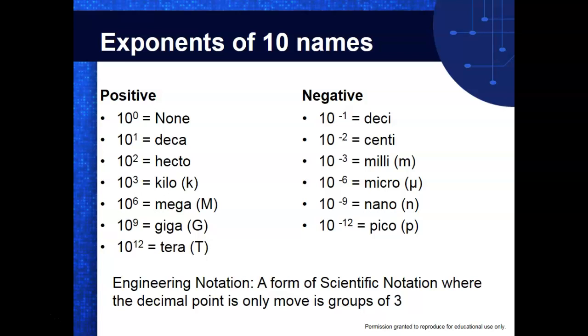So we jump from here to here, right? Over here, we don't worry about deca, we don't worry about centi, we go directly to milli, right? So that would be scientific notation, but engineer notation means we move in groups of 3. Are we okay? This should be a review.